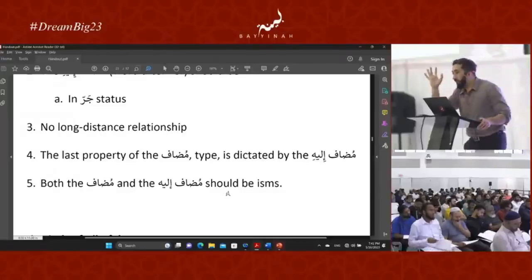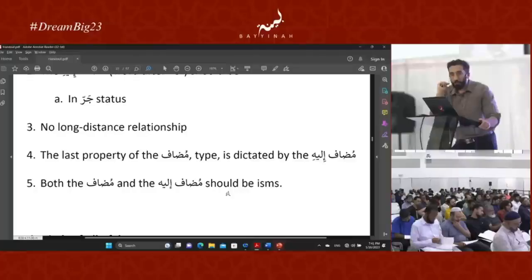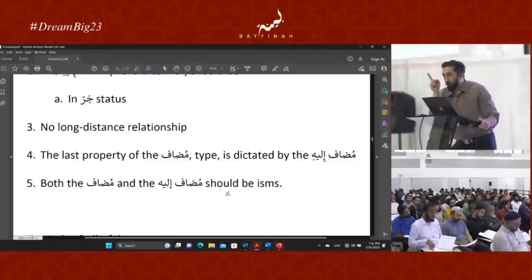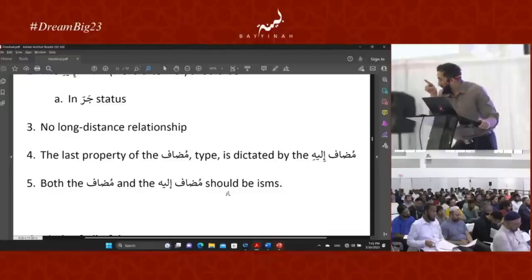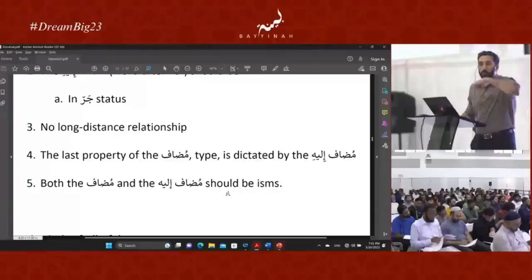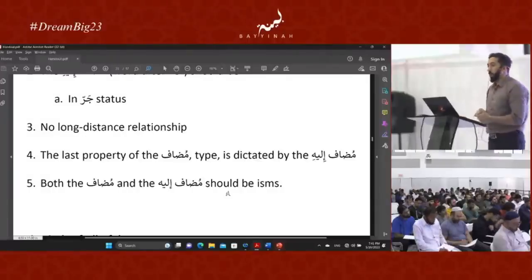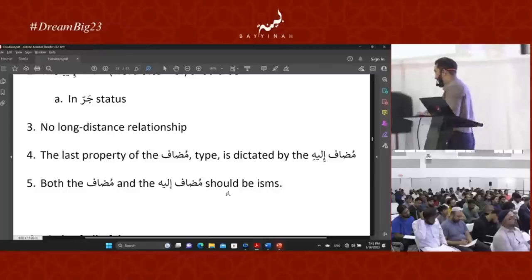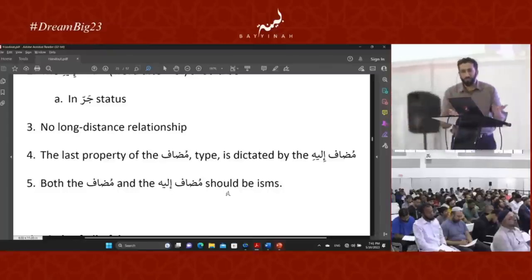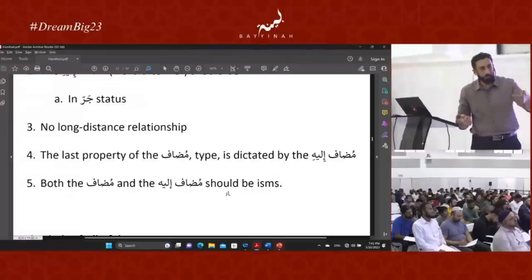Is that true for every ism? For every ism, you can only tell 3 properties? No, that would be selective listening. Which ism is only able to give you 3 properties and not give you the 4th one? Only mudafs have that problem. Mudaf has the problem of saying, listen, go ask mudaf ilayh, then come back to me. Okay? Both the mudaf and the mudaf ilayh should be what? They should be isms. Because there's 3 kinds of words in Arabic, aren't they? What are they? Ism, fi'l, and harf. For you, both of them have to be isms. When you get a little older, I'll show you some other stuff. Yes.